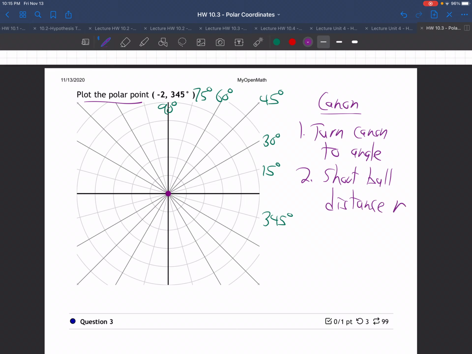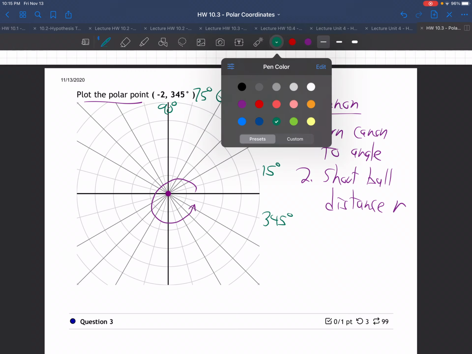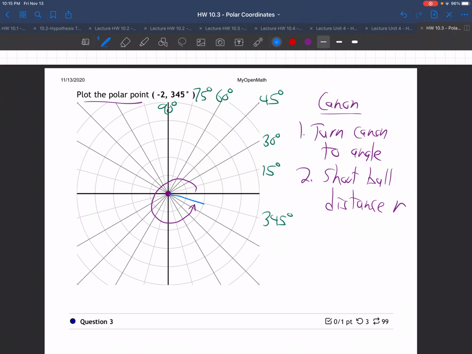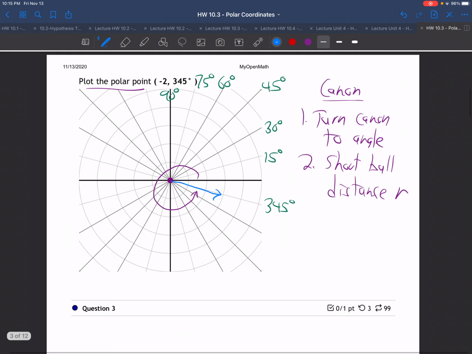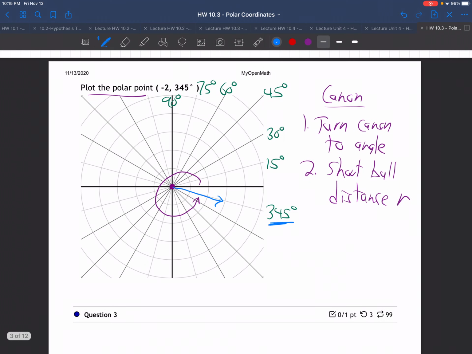So I'm going to turn the cannon. Here we go. So we turn it all the way there. The cannon at this moment is facing the 345 degree angle. That's the direction the cannon is facing. Okay, and then you're going to shoot the ball the distance r. How far? Well, this is the angle theta here, and r is -2.